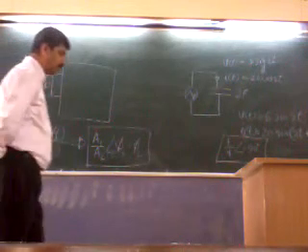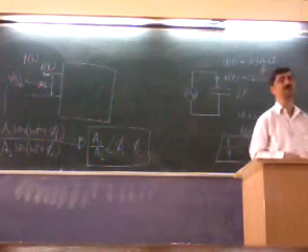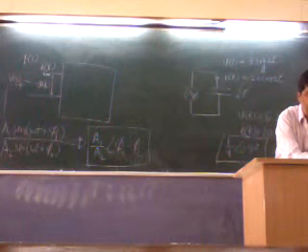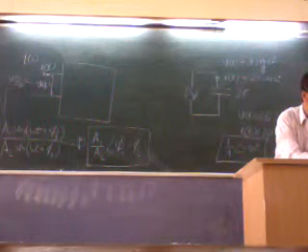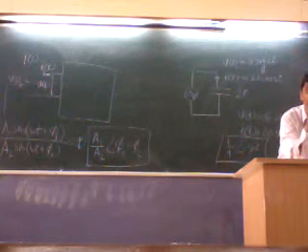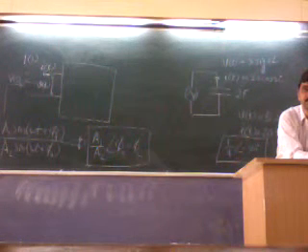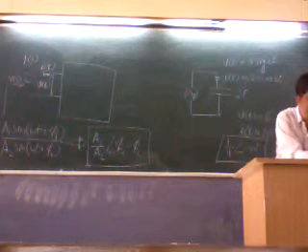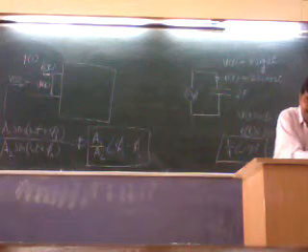For triangular wave or for square wave or for any other kind of wave, we cannot define impedance. What is the reason? Because the current is the differential of voltage into capacity.